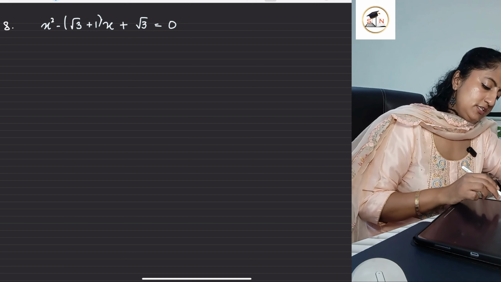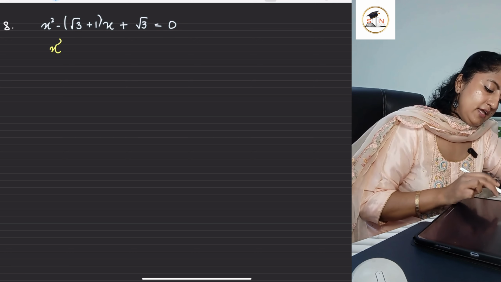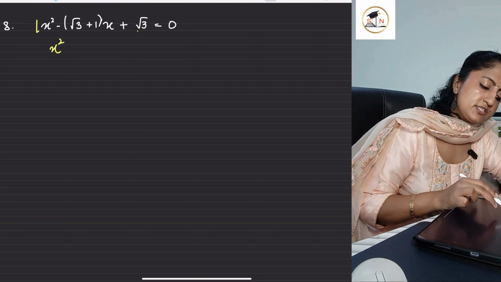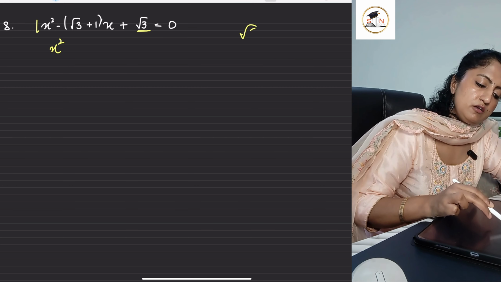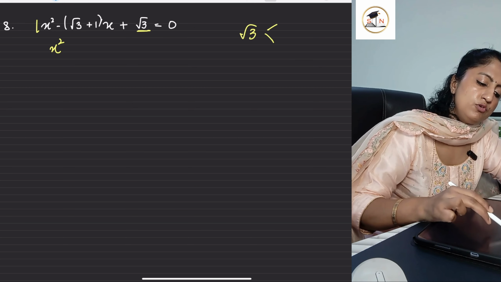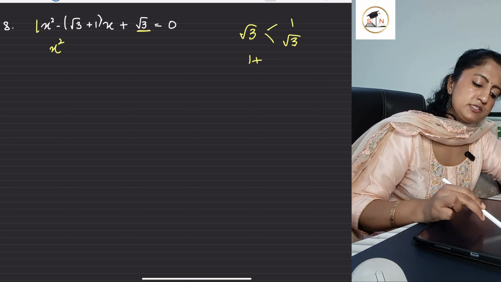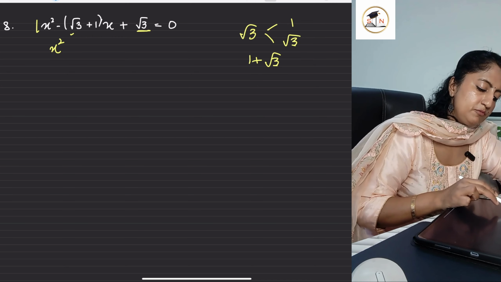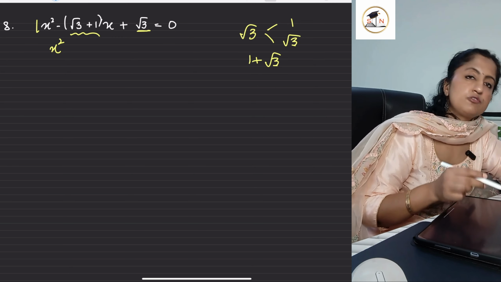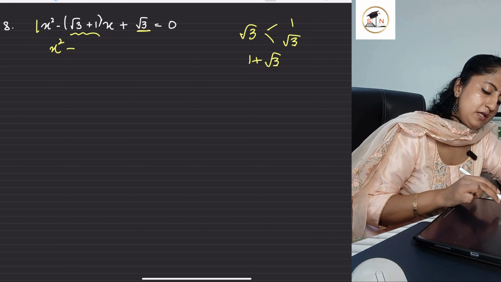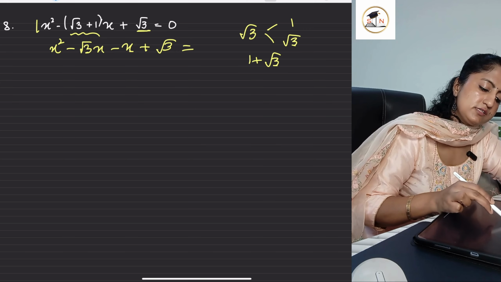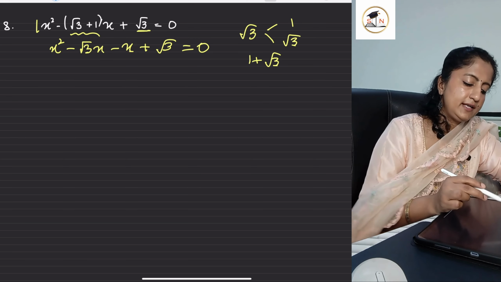Okay, so just see over here what we are doing. It was 1 over here. We were just having the product as root 3, right? Now, if I do 1 into root 3, I get root 3. And when I do 1 plus root 3, I am getting the middle term over here. So I'm just going to split that. x square minus root 3x minus x plus root 3 equals 0. This is what we are getting.